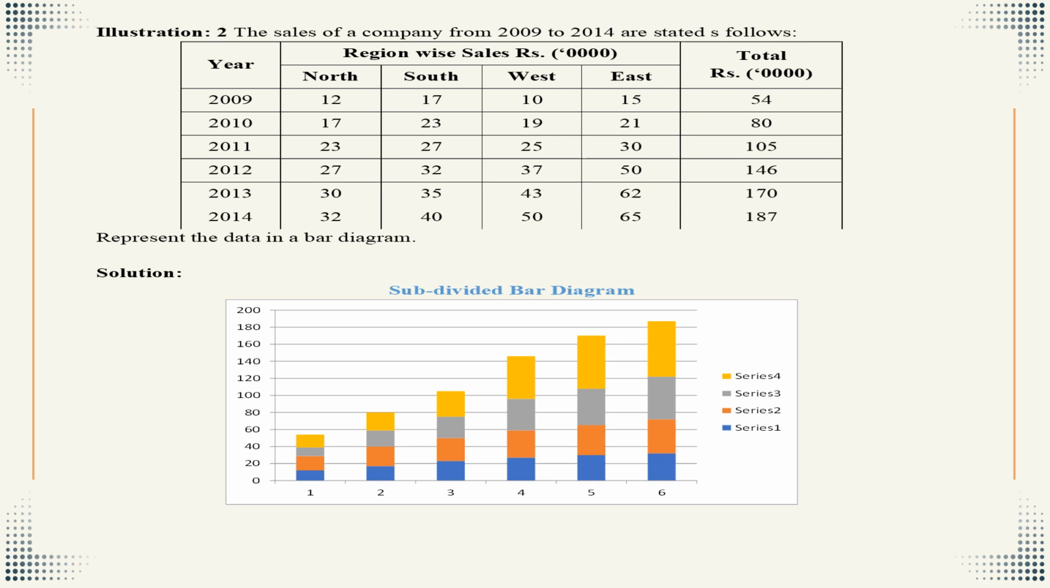An illustration for preparing the subdivided bar diagram has been given. Here region-wise sales have been given, divided into north, south, west, east. Total is also given. So there are 4 different subdivisions, and in the bar, each region is represented with different colors. It is well represented in this page.